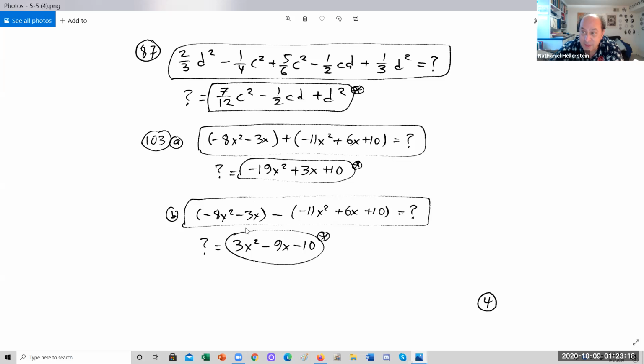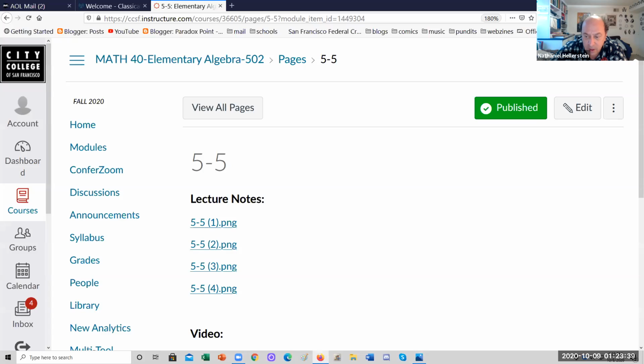Yeah, adding and subtracting is relatively simple. Let's be grateful for that. All right, and then negative 3x minus 6x, negative 3 minus 6 is minus 9, so minus 9x. And finally, minus a positive 10 makes minus 10. So 3x squared minus 9x minus 10. Okay, that concludes this part.